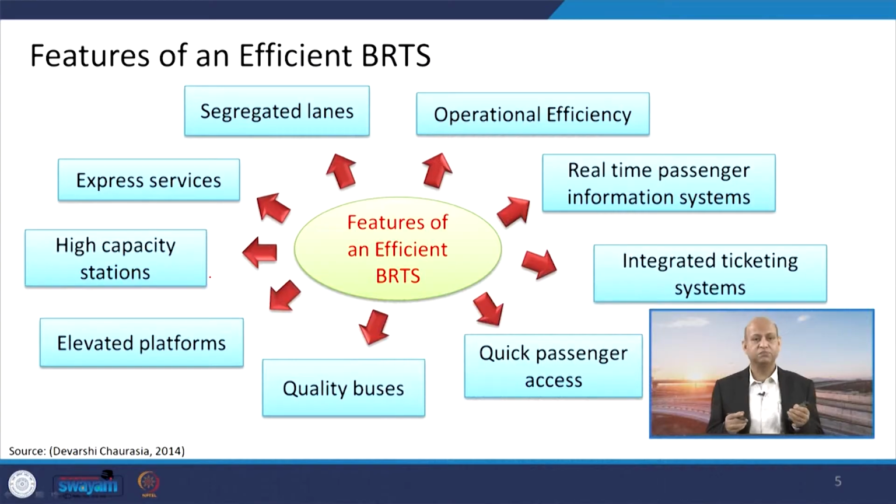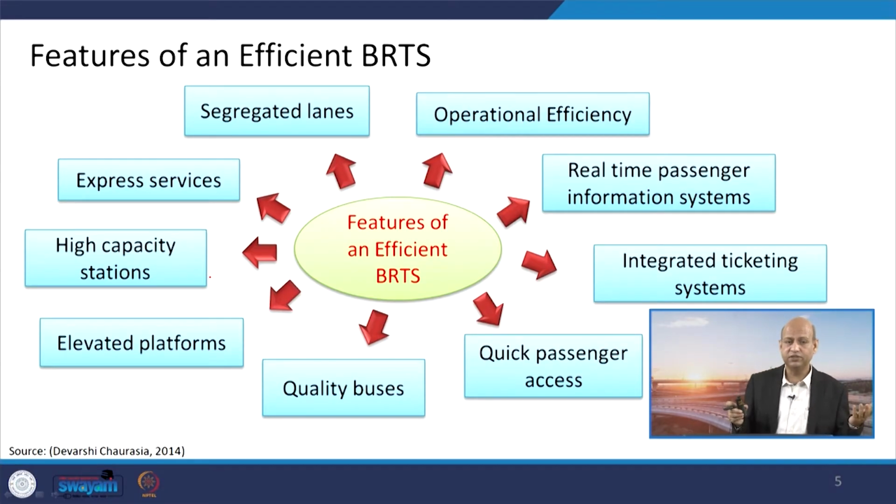Quick passenger access means the system should be comfortably and quickly accessible. The level of entering and exiting and the platform level should be the same. Quality buses should provide a good comfort level in terms of thermal comfort, cushioning of the seats, and air conditioning. Elevated platforms are needed because if the buses have an entry or exit higher than the ground, the platform must be at the same level.